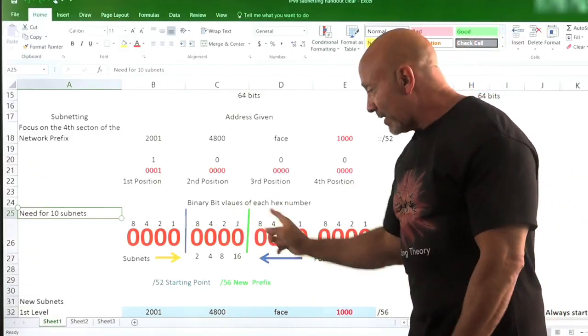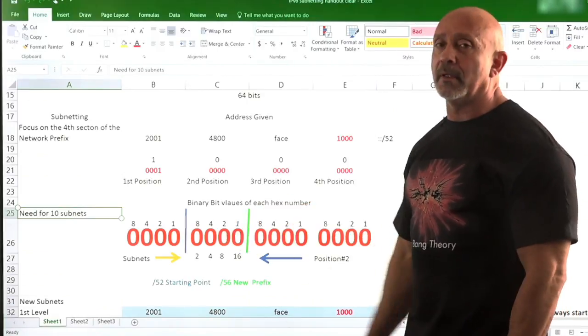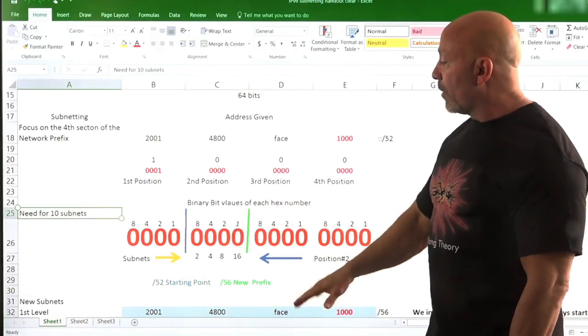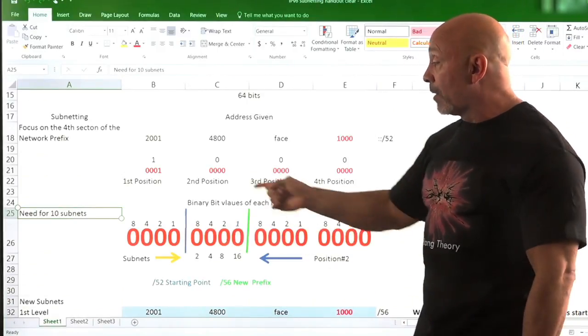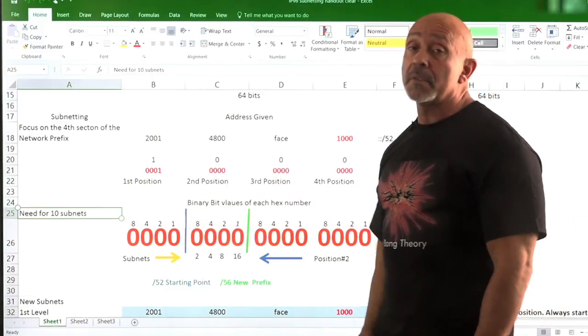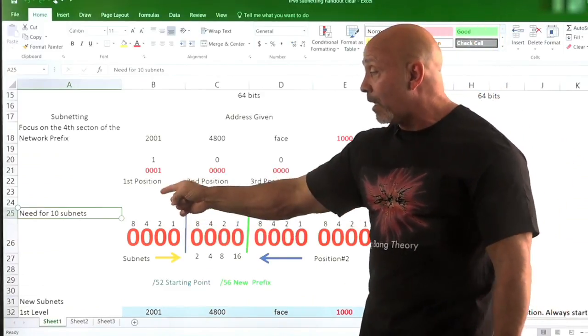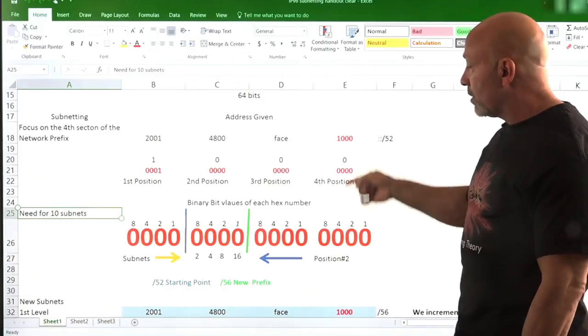You see all these lines and all these numbers. All right, so you'll understand how to subnet. Always turning everything into binary. And remember, these are hexadecimal numbers. And remember, I use what? Positions, as I said earlier.